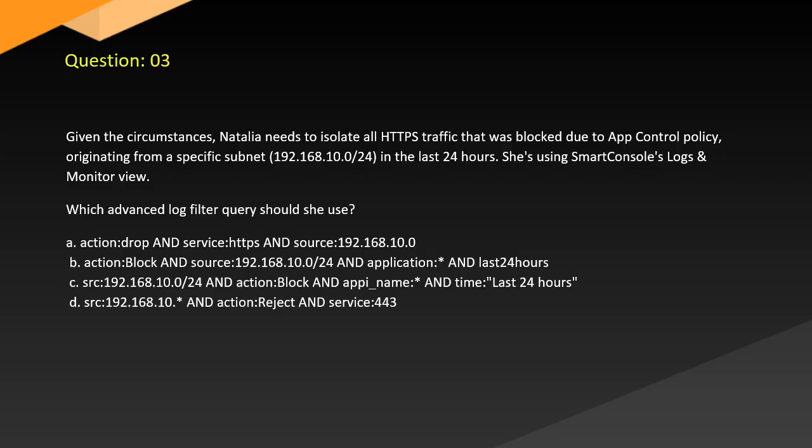A. Action: drop and service: HTTPS and source: 192.168.1.0. B. Action: block and source: 192.168.1.0/24 and application: * and time: last 24 hours. C. Source: 192.168.1.0/24 and action: block and application: * and time: last 24 hours. E. Source: 192.168.1.0 and action: reject and service: 443.